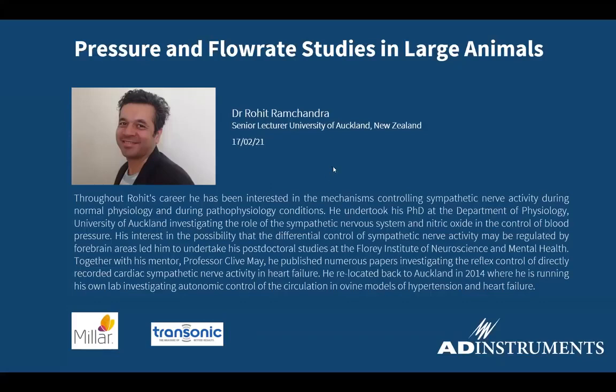Together with his mentor, Professor Clive May, he published numerous papers investigating the reflex control of directly recorded cardiac sympathetic nerve activity in heart failure. He relocated back to Auckland in 2014, where he is running his own lab investigating autonomic control of the circulation in ovine models of hypertension and heart failure. So without further ado, Rohit, you can take it from here.